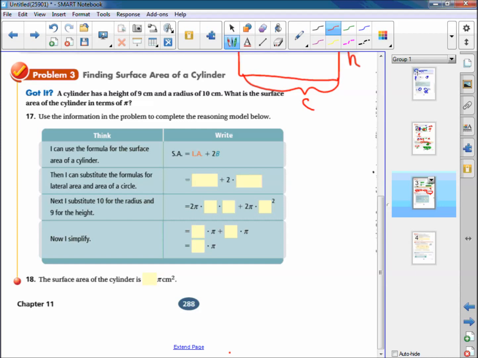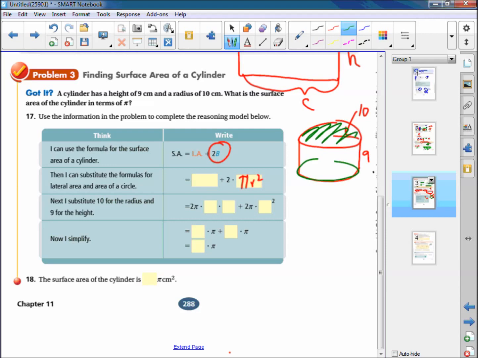Number 3, finding the surface area of a cylinder. So we're going to actually do this. So here is our cylinder. This has a height of 9 and a radius of 10. And we want to know what is the total surface area of the cylinder in terms of pi. So once again, 2 bases, so we're going to use the formula pi r squared because our bases are the circles on the top and bottom. That's this circle here and this circle here. So pi r squared goes there.